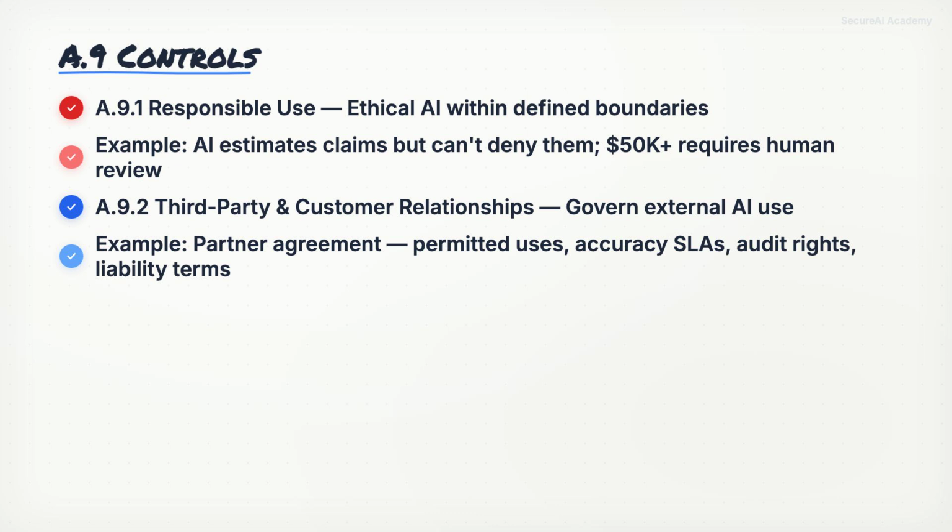Control 2. Third-party and customer relationship. Manage how others interact with your AI. Example: when the insurance company provides its claim assessment AI to partner brokers, the agreement includes permitted use cases, prohibited uses, data handling requirements, accuracy expectations, liability for errors, and audit rights. Customers receive clear terms explaining how AI assists their claims and their right to human review.